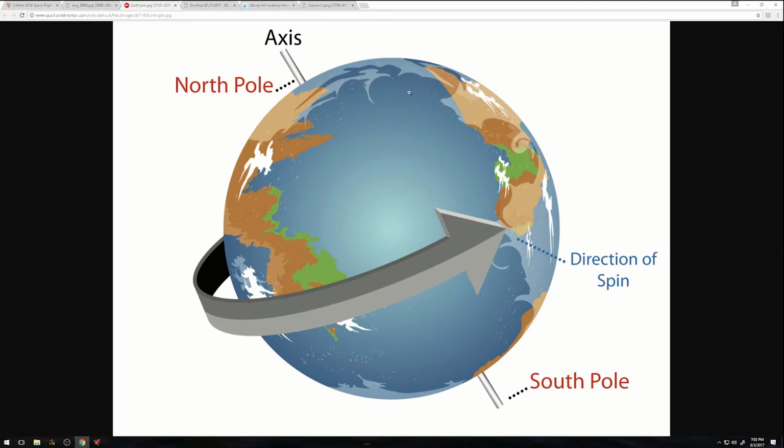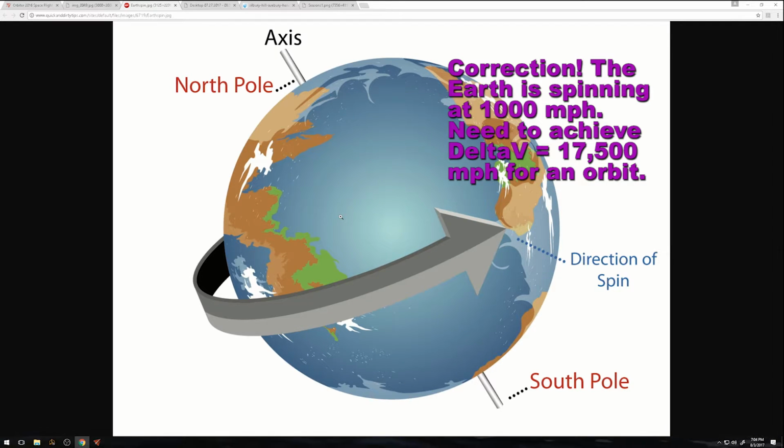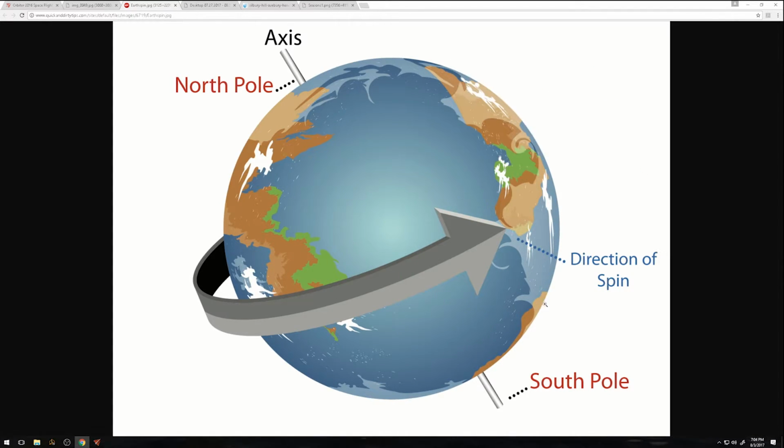Okay? And how fast is the Earth spinning from west to east? The Earth is spinning around 17,500 miles an hour. Pretty damn fast. Okay? What we need to do is spin with the Earth. And we need to achieve what is called delta V. Okay? And we need to break that gravitational pull that we have. And have enough velocity and speed that we break the Earth's gravity and we get into space, all while actually raising altitude while we do it.